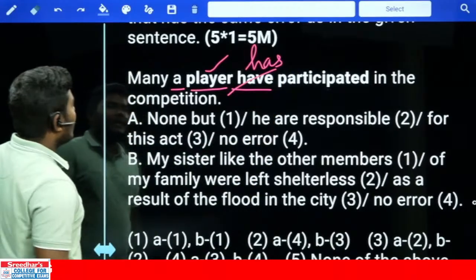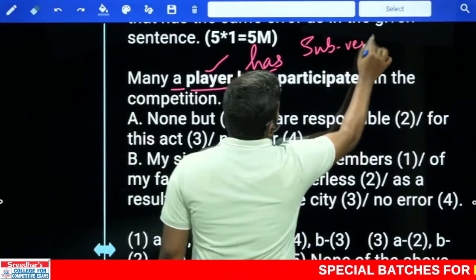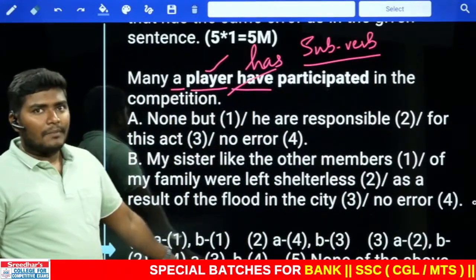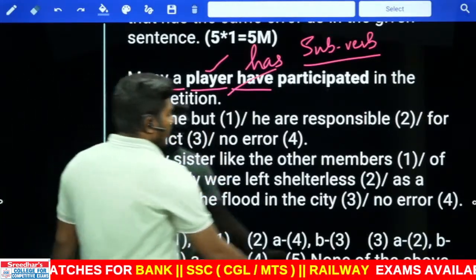So this error is called subject verb agreement error. What is this error? Subject verb agreement error. So in the following statements, we need to find out the errors which are almost close to the subject verb agreement errors. Now let us check this out.